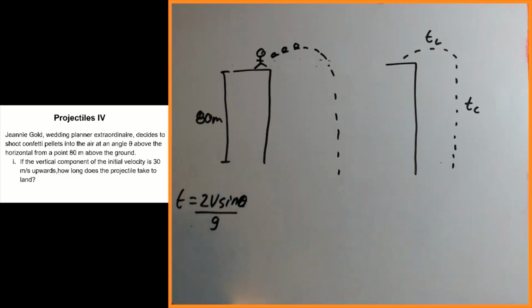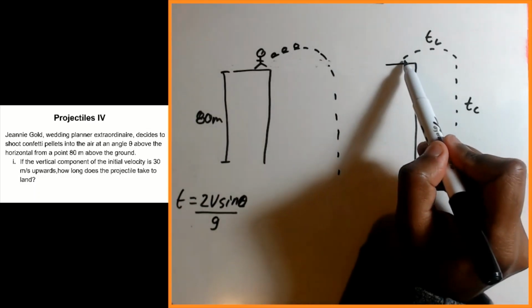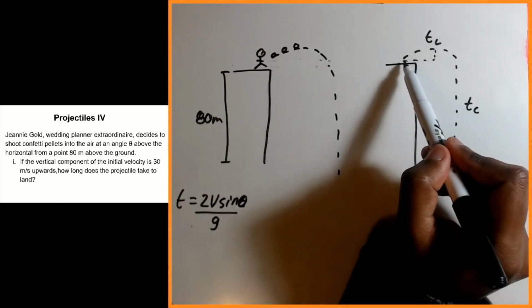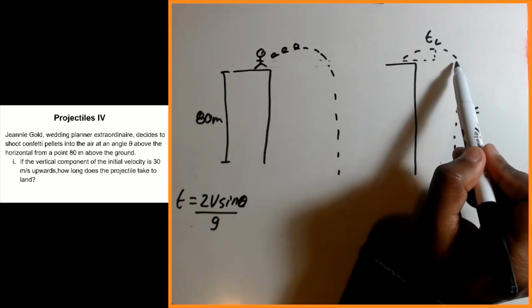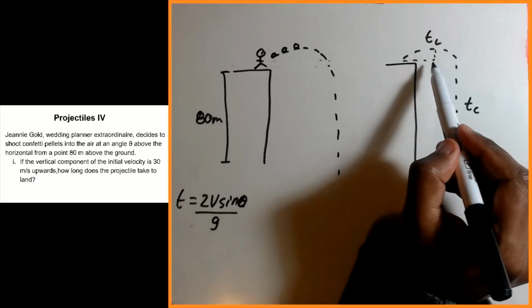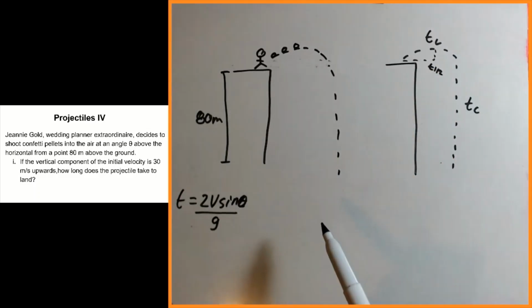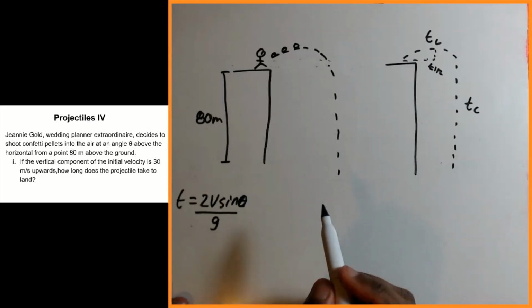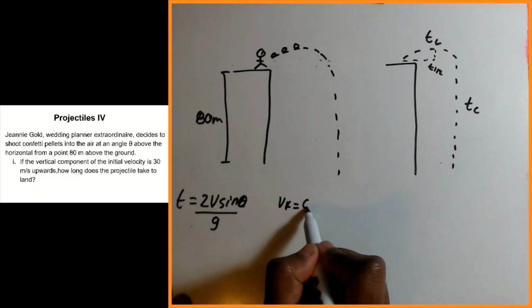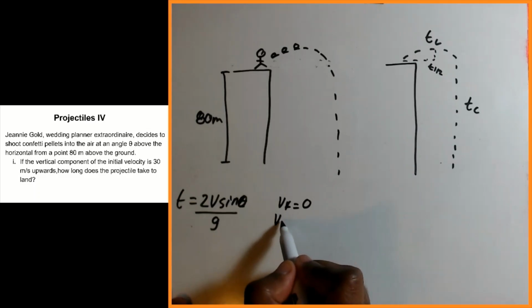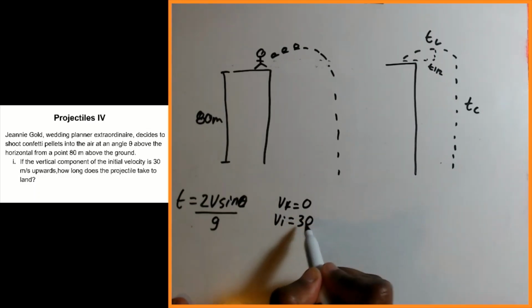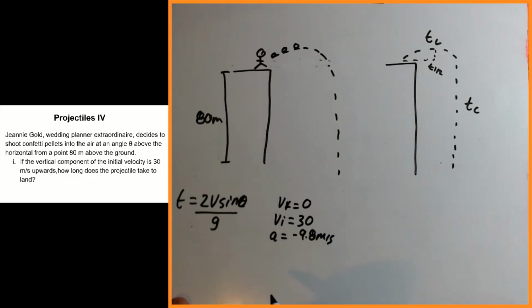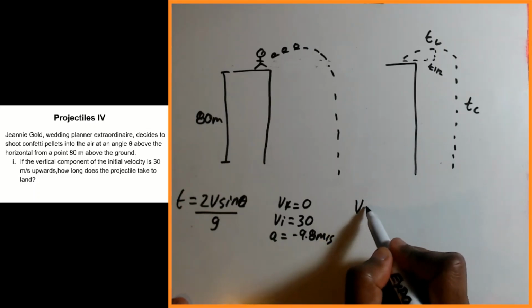In this case, we want to calculate the time it takes to reach the top. Because this is symmetrical, the total time from here all the way to here is just going to be 2 times that. So first, let's calculate this t half, and then multiply it by 2 to get the total level time. We know that VF is equal to 0, VI is given as 30, A is equal to negative 9.8 meters per second squared, and time is what we want to find. So this looks like the best formula to use.